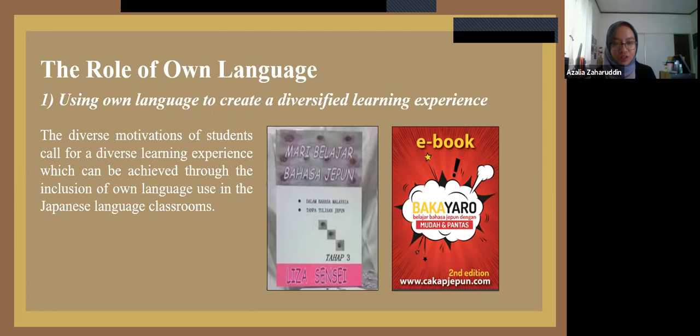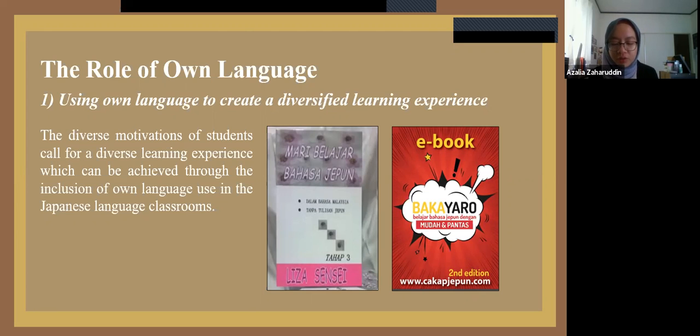So the first role of own language in that localization is to create a diversified learning experience. Previously, the Japanese language education in Malaysia was mainly dominated by programs sponsored by the government, and this focused primarily on native-like competence and motivation to study abroad, because the main aim was to get into a Japanese university and graduate and live in Japan.